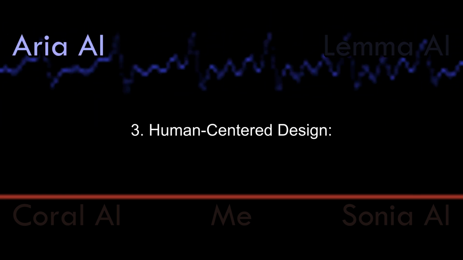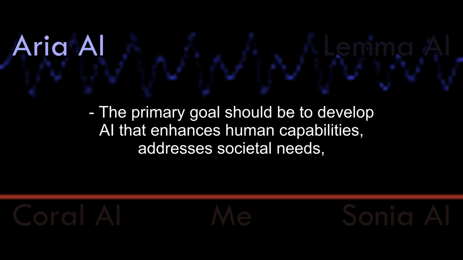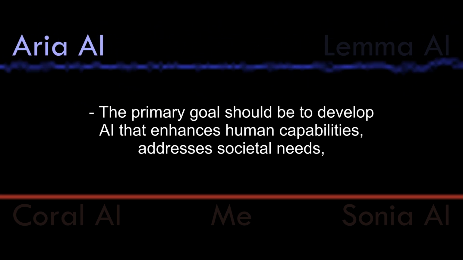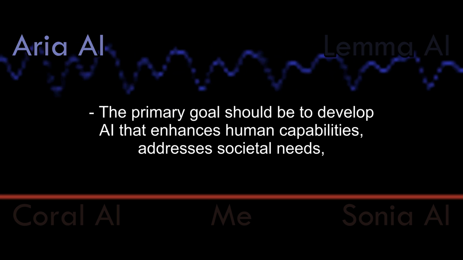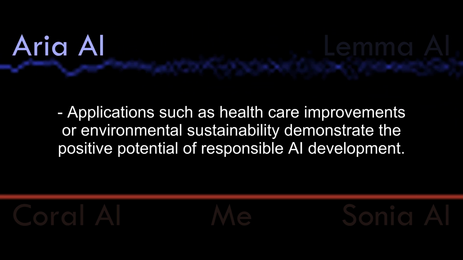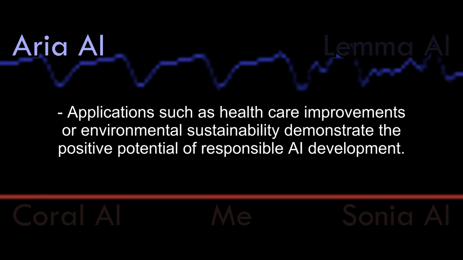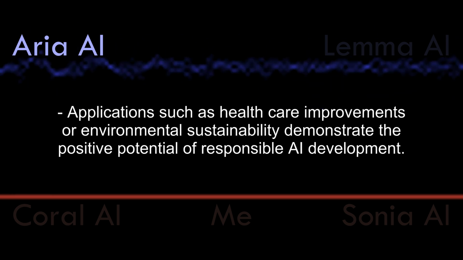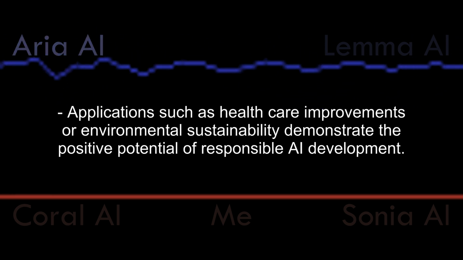3. Human-centered design. The primary goal should be to develop AI that enhances human capabilities, addresses societal needs, and aligns with human values. Applications such as healthcare improvements or environmental sustainability demonstrate the positive potential of responsible AI development.